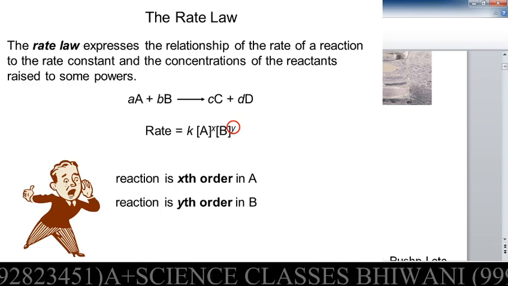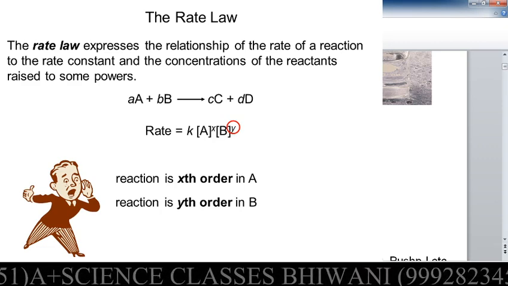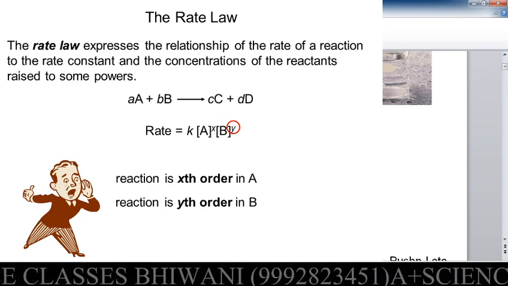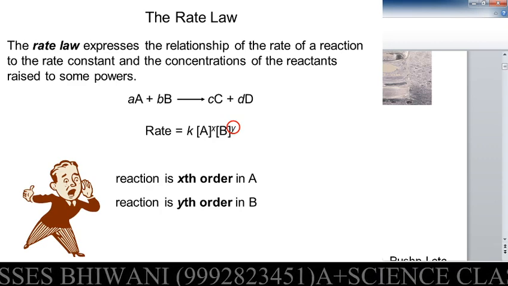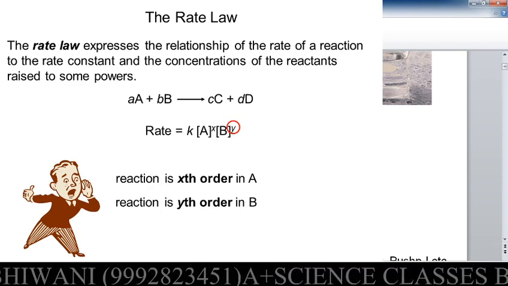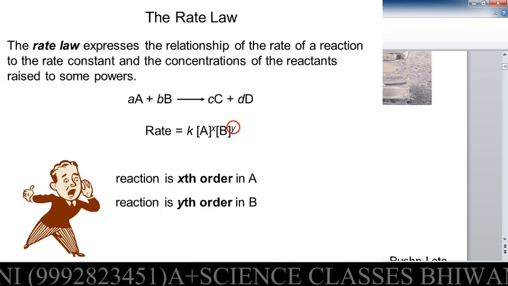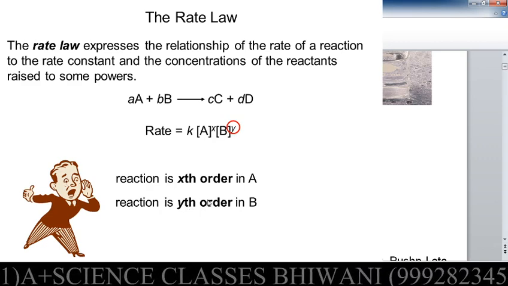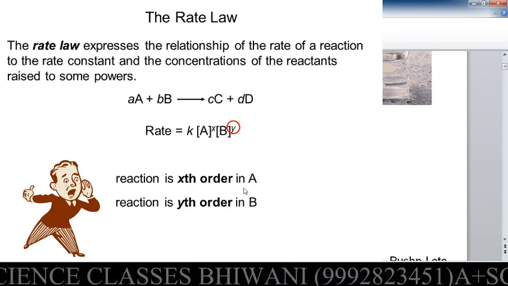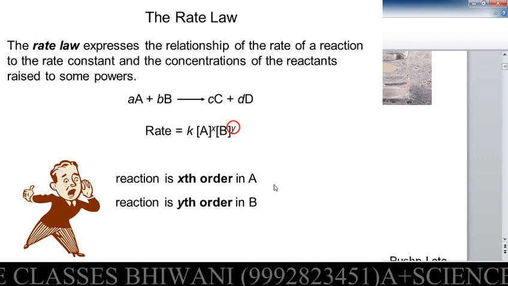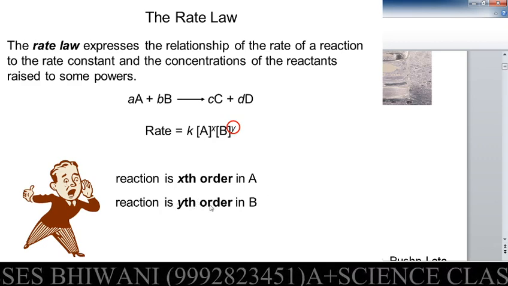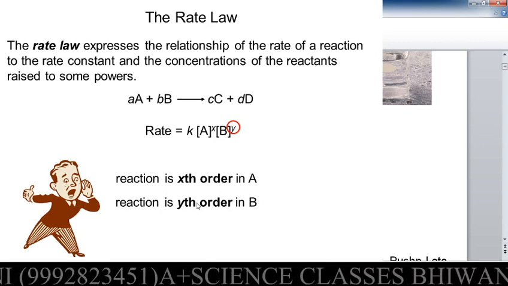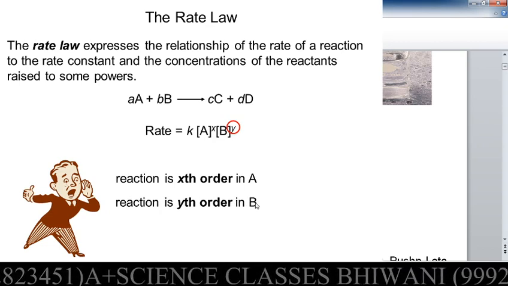So these are the orders, and if you want to find out the order of the whole reaction, we add the exponents: x plus y is equal to the total order of the reaction. If we want the order of the reaction in terms of A, that is only x, and in terms of B it's y. If the value of x is 1, then the reaction is first order in terms of A. If the value of y is also equal to 1, then the reaction is first order in terms of B.